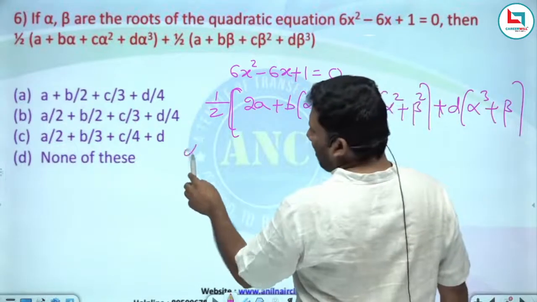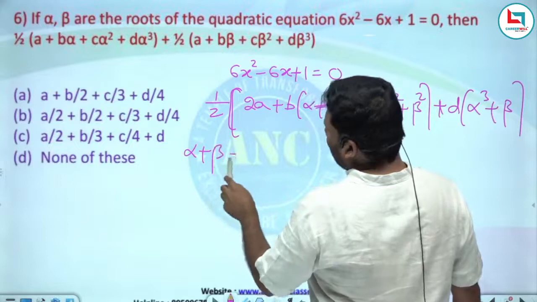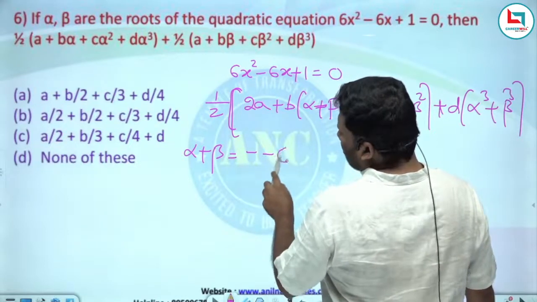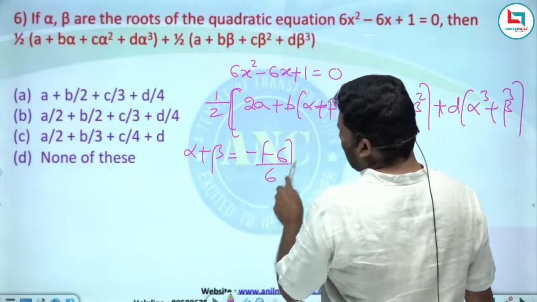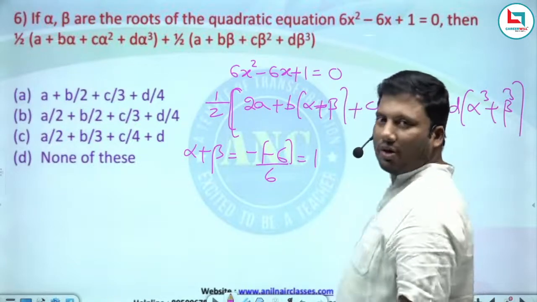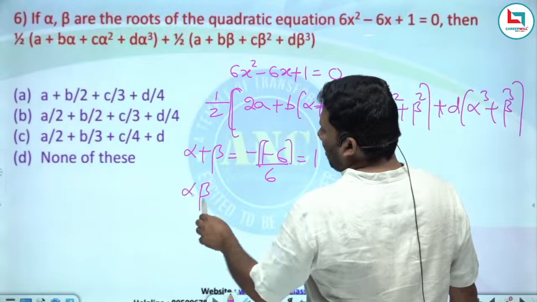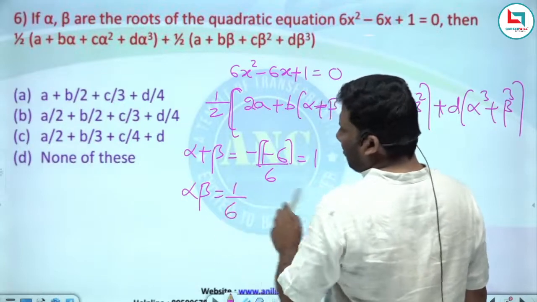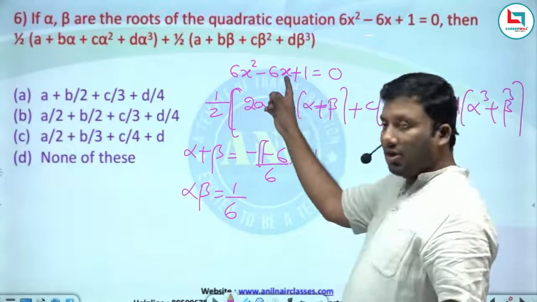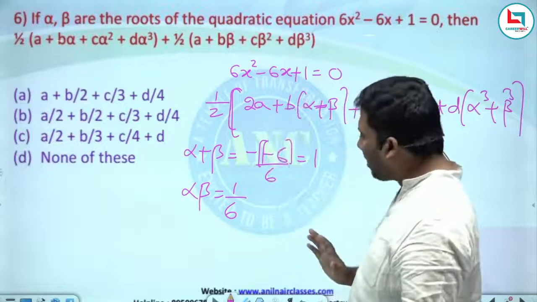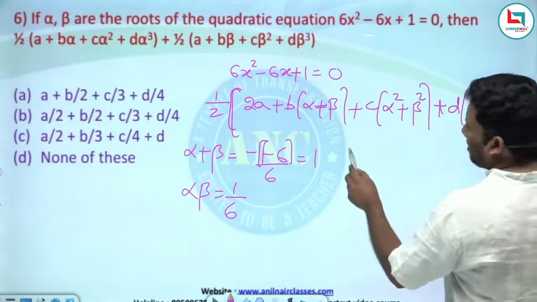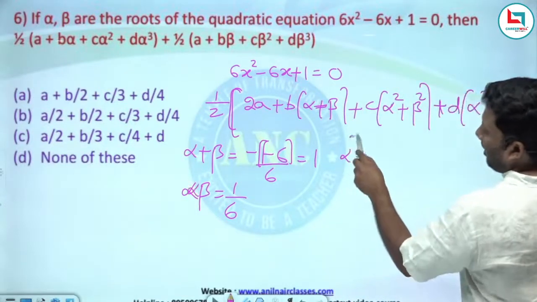Alpha plus beta, sum of the roots, is given by minus b by a, minus of minus 6 by 6. So it is 1. Sum of the roots is given by 1. Product of the roots is given by 1 by 6. Now, alpha square plus beta square.